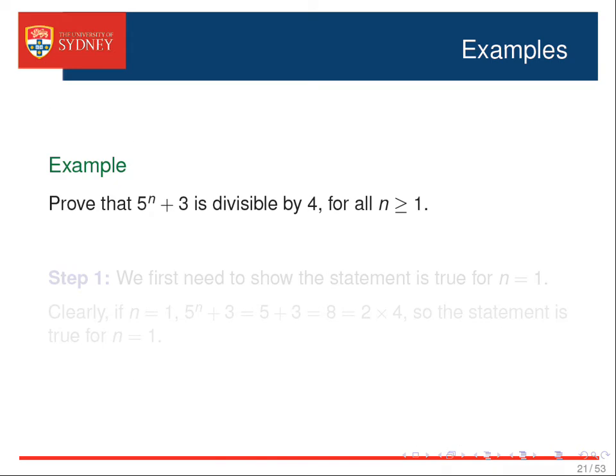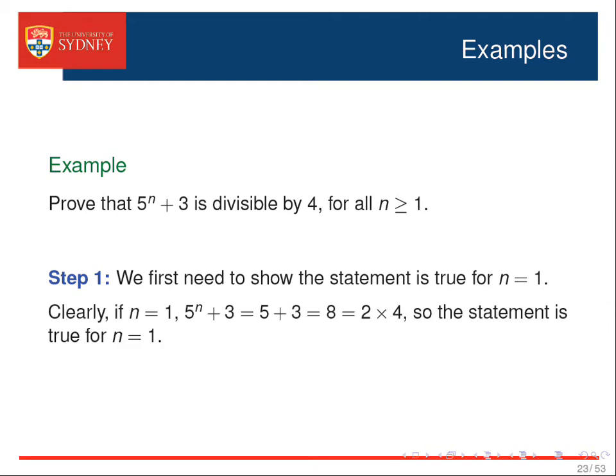Another example now. Let's show that for any n greater than or equal to 1, 5 to the n plus 3 is divisible by 4. Again, for our first step, we need to show that the statement is true for n equals 1. But 5 to the 1 plus 3 is 5 plus 3 is 8, which is 2 times 4, so the statement is certainly true for n equals 1.